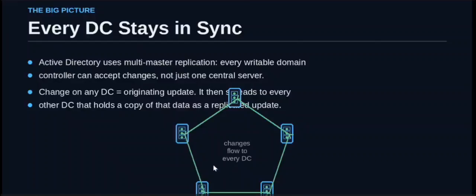Okay. So the change that is made on the original domain controller is called an originating update. And when the same change is copied to the remaining domain controllers, it's called a replicated update. Okay. So this process happens continuously in the background, so every domain controller eventually has the same information. Okay. So that's how it works.